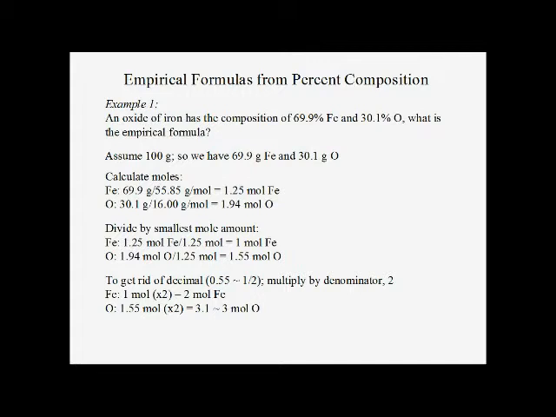So 0.55 is close to 1/2. So we multiply both of these numbers by the denominator, the 2. So the 1 for iron becomes 2. That 1.55 becomes 3.1. Now we can round this 3.1 to a 3. We have a 2 and a 3. That becomes our subscripts in the form of Fe2O3.